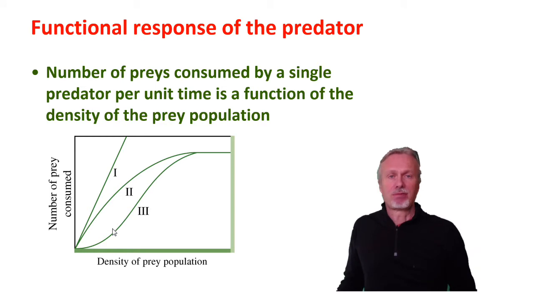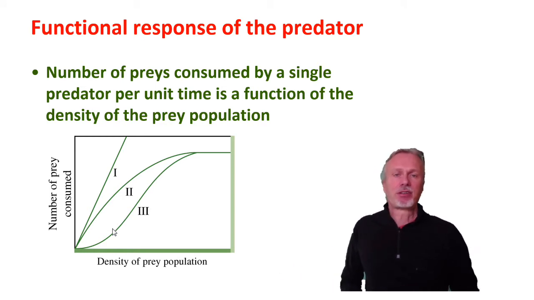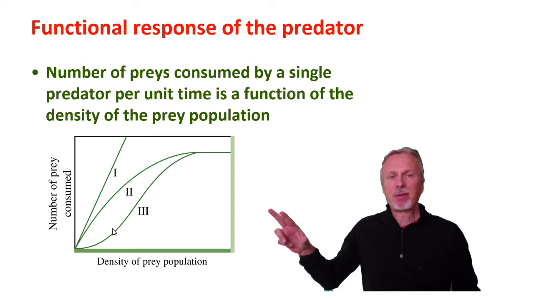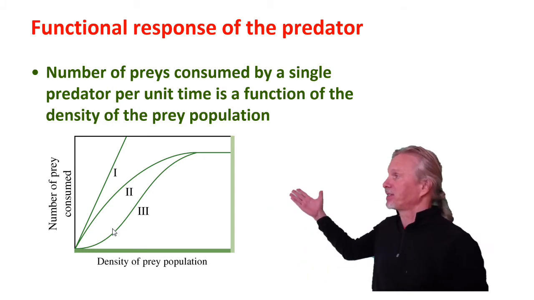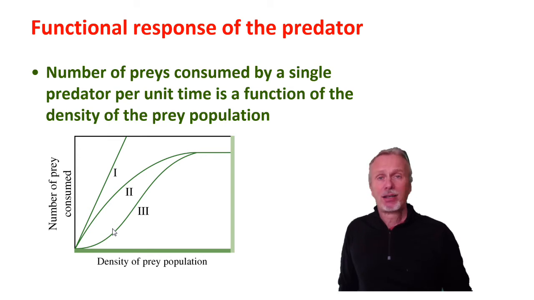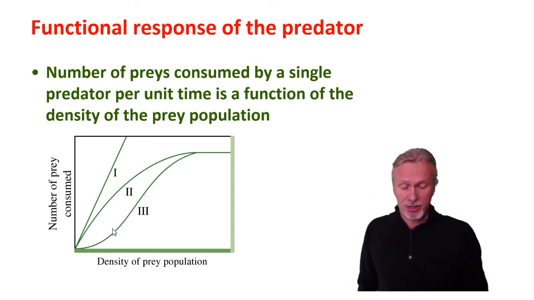The functional response was classified about 70 years ago by Holling, who published seminal papers classifying the functional response in these three main categories that are represented here. Okay, so functional response can be of type 1, type 2, or type 3.